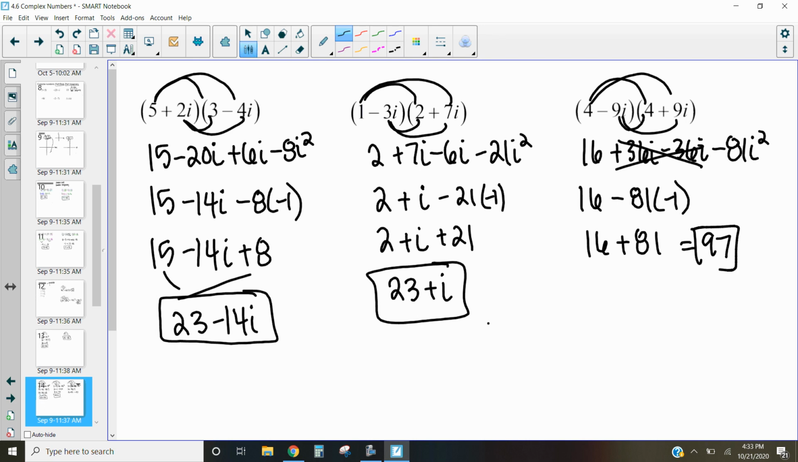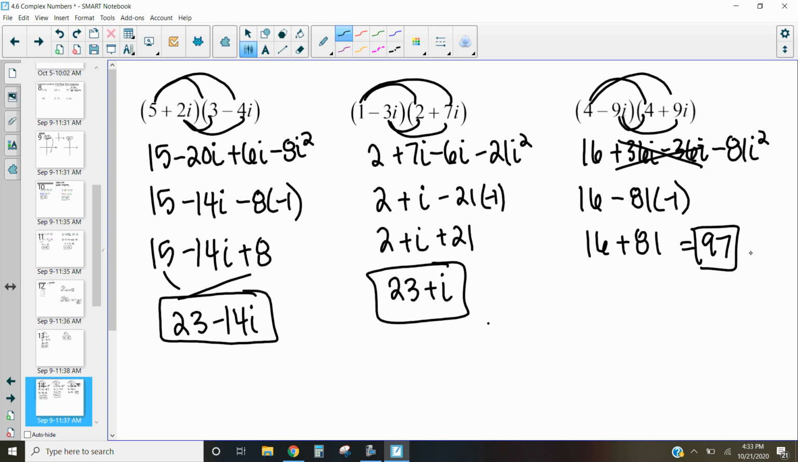So notice how typically when we FOIL, we go from 4 pieces to 3. But with imaginary numbers, we go from 4 to 2. When we multiply something by its conjugate, we go from 4 all the way down to a single number, which is kind of awesome. And it really helps when we divide because we actually can see what these divided numbers are. So that is how we multiply.